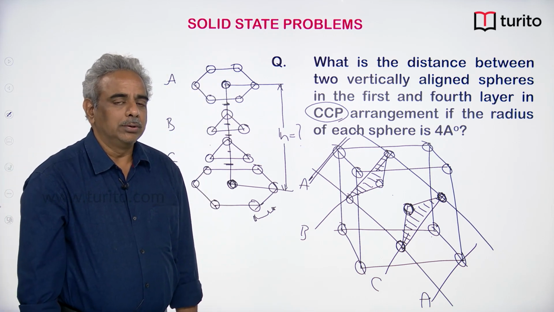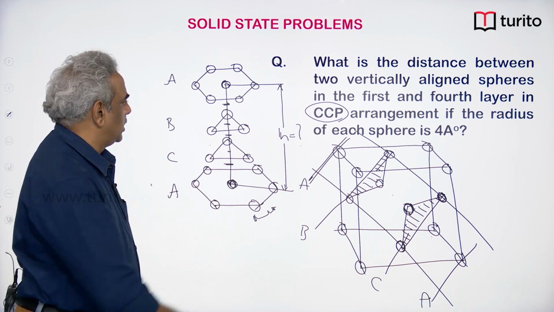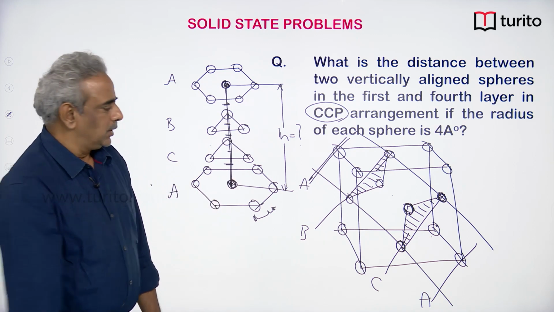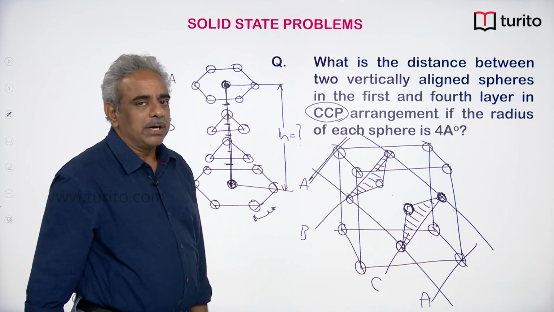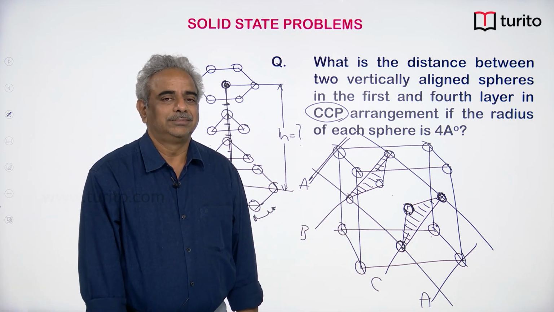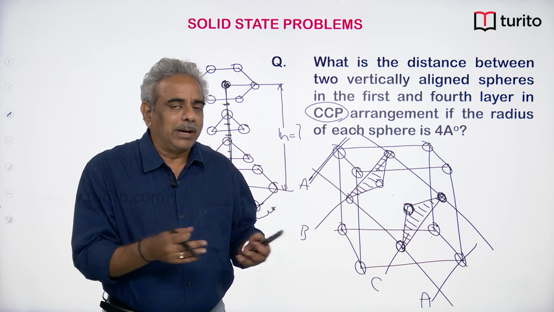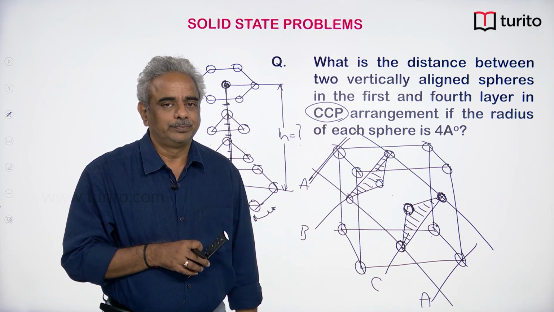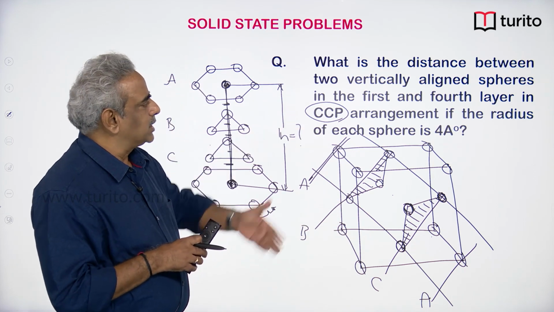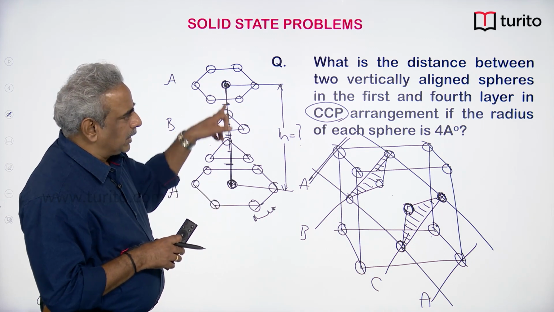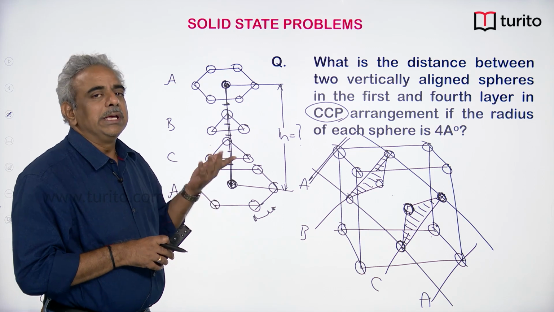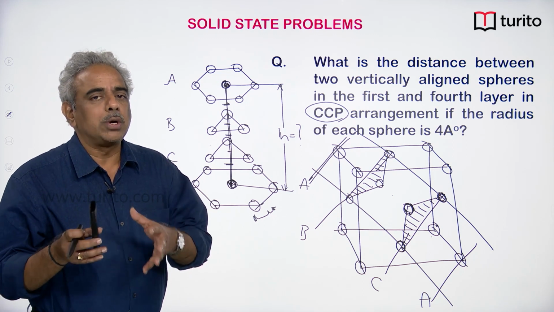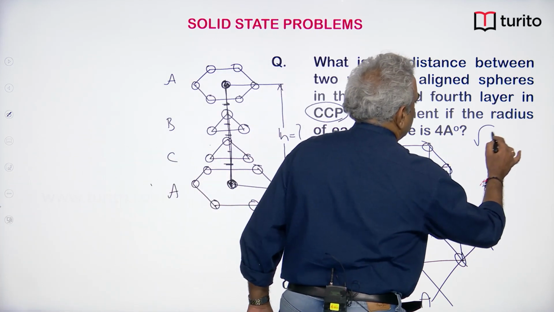So, what can you conclude? You can conclude that the distance between this sphere and this sphere is nothing but the body diagonal length of that face centered cubic unit cell. And we know very well the body diagonal length of any cube is root 3 into A. So, in the question he is asking the vertical distance between two vertically aligned spheres. He is asking the body diagonal length in the unit cell, that is nothing but root 3A. So, our answer is root 3A.